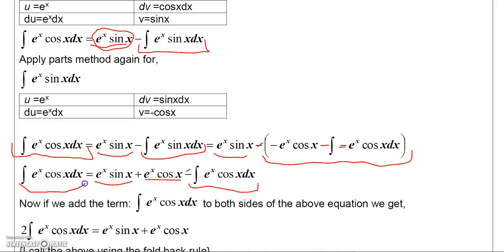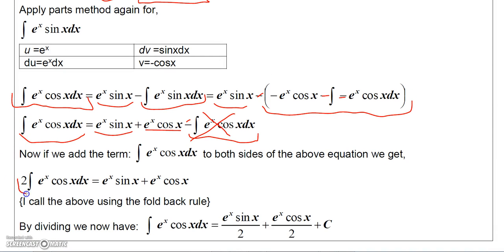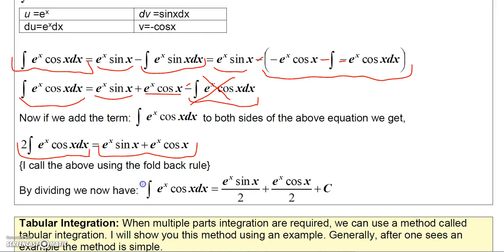So if I were to add that integral to both sides of the equation, it would cancel here and give me two of these integrals over here. So I'd have two of those integrals, and then two of those integrals would equal this sum, the two terms I was left with, and then I could divide both sides by 2, and when I divide both sides by 2, I get my solution for the integral here. And that's just going to be e to the x sine x over 2 plus e to the x cosine x over 2, and then at the end plus the constant.